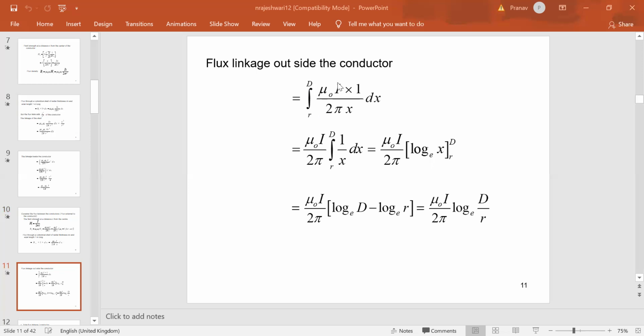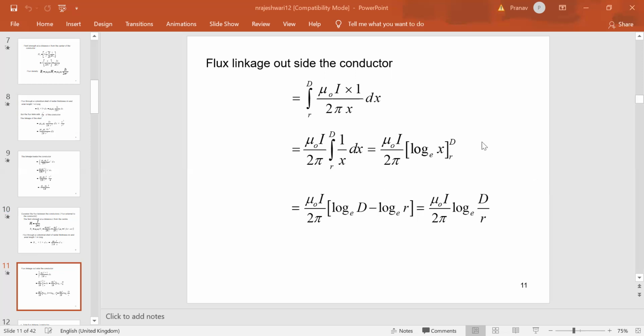So mu naught into I by 2 pi x into 1 into dx. Mu naught I is the common term constant, and we'll take this outside, and 2 pi also a constant value. So mu naught I by 2 pi with the integration of small r to capital D, 1 by x dx. So mu naught I by 2 pi into log of x with the limit small r to capital D, because the integration of 1 by x will be log x.